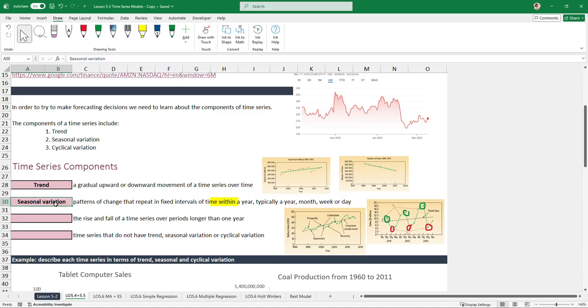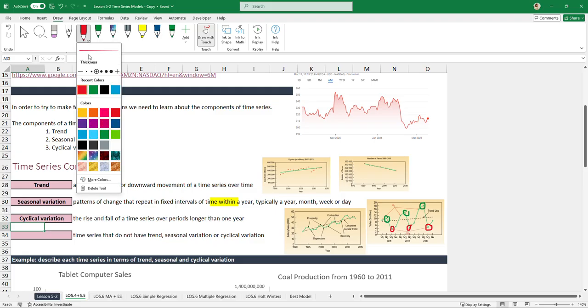The reason I said for seasonal variation, it's so important to recognize that these are patterns within a year is because we also have patterns longer than a year that we call cyclical variation. This is when you have same repeating patterns, but the periods are longer than 1 year. This chart is an example of that.